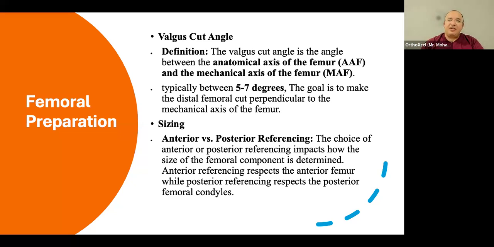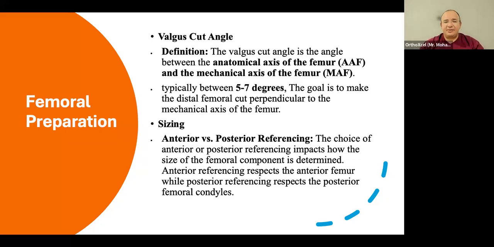Once you cut your distal femur, the second stage will be how to size your femur. So how to know the anteroposterior size of your distal femur. And you have two options: either to use the anterior femur as your reference or the posterior femur as your reference. The commonest, if you have a standard varus knee, is to use a posterior reference to reference your cut on the posterior condylar axis.